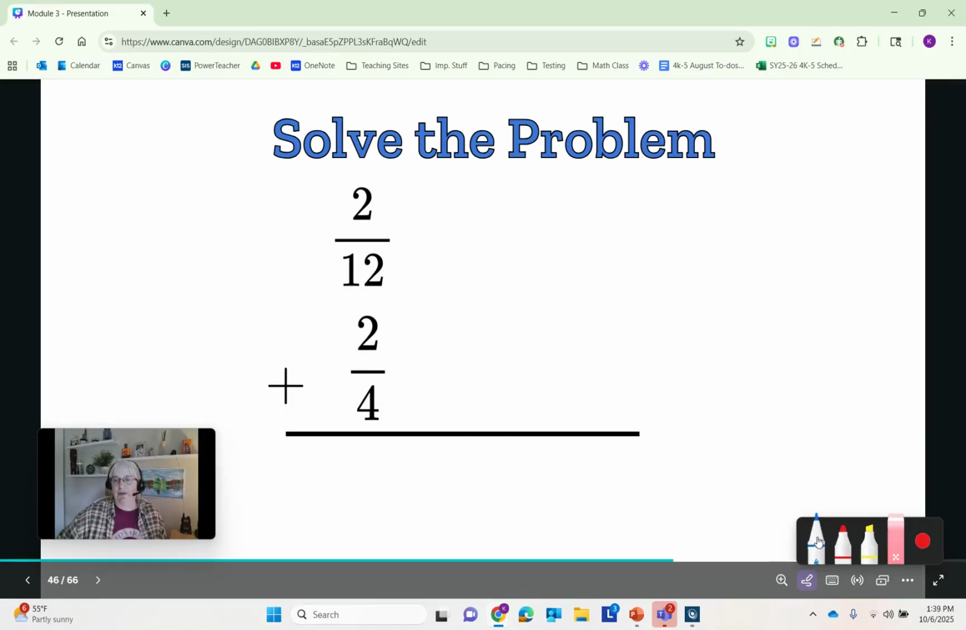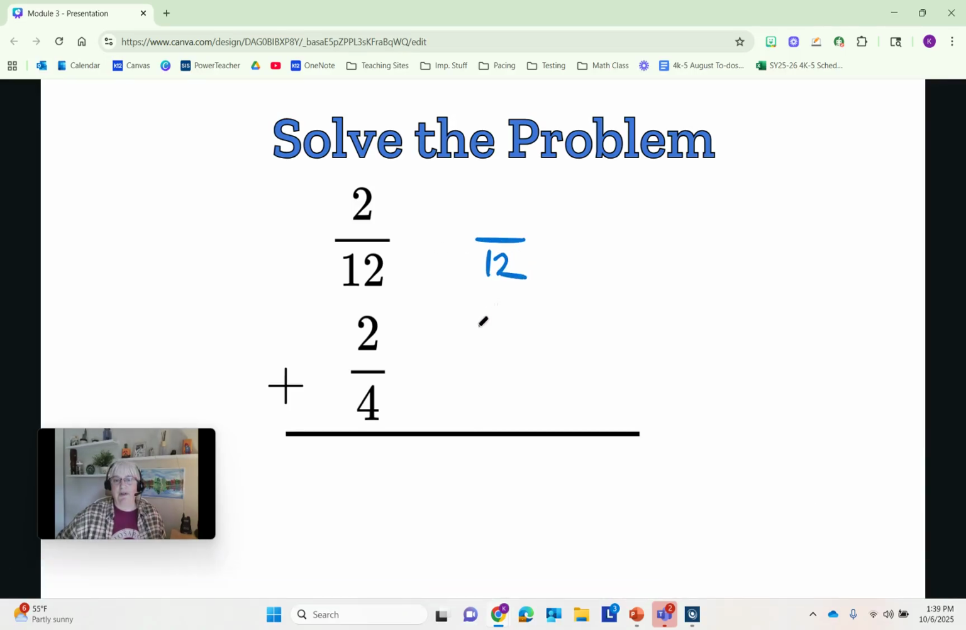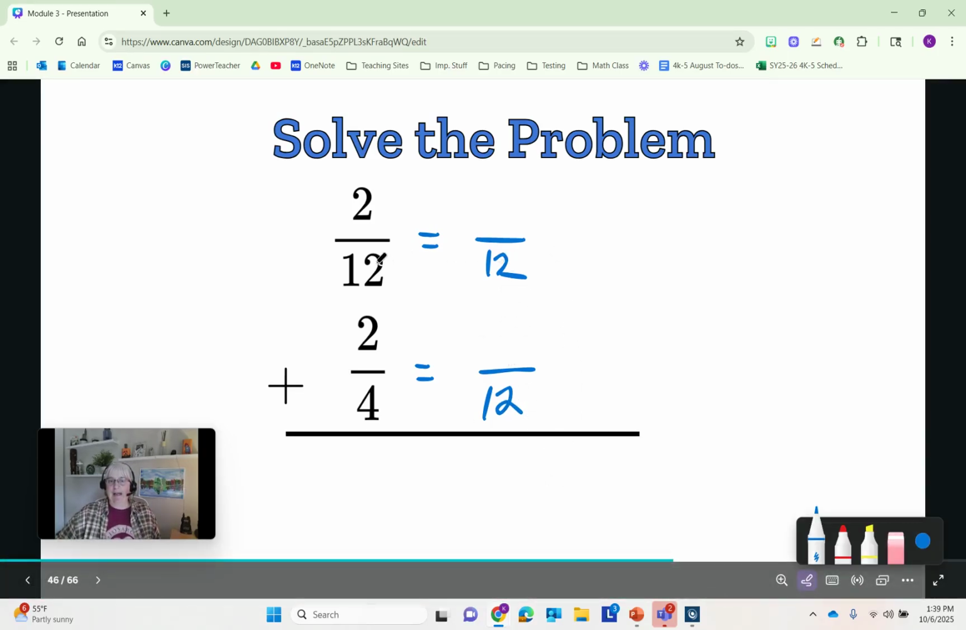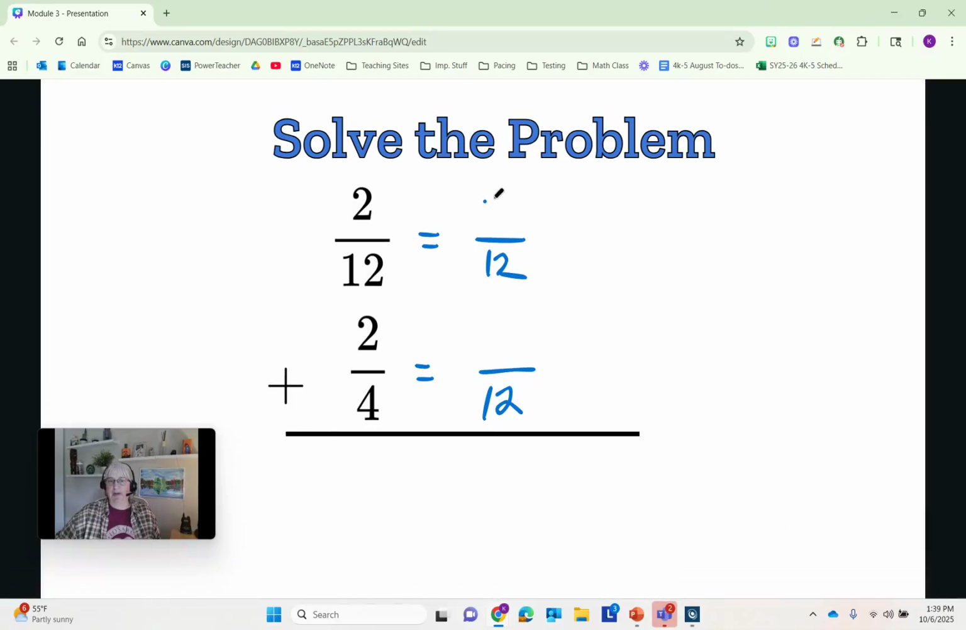All right, so we want both fractions to have 12 as the denominator. We want equivalent fractions. These fractions are equal, but they're going to have a different denominator. And then they're both 12, so we can add them together. Well, hey, this one's already 12, so we don't have to do anything to it. It still is 2/12. To get 4 to 12, we multiplied by 3.